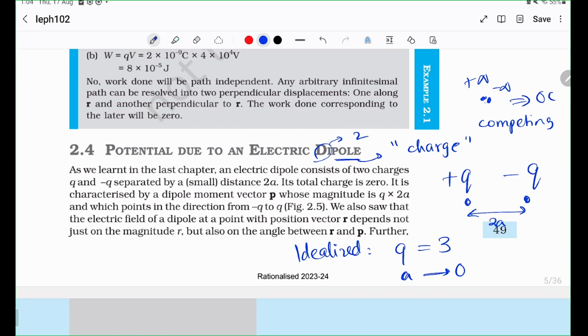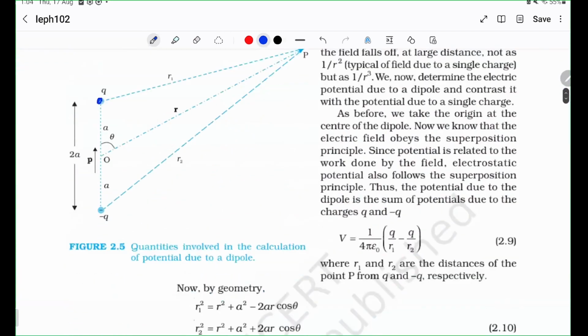But they're also not exactly at the same point, so you can't say that they exactly cancel out. So they should have some very interesting effects, right? That's exactly what we do in physics. Q tends to infinity and A tends to 0 in an ideal dipole. So, okay, now coming here.